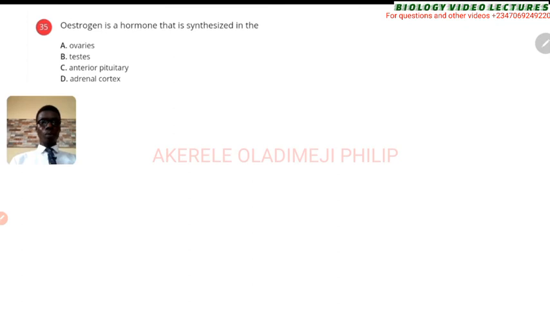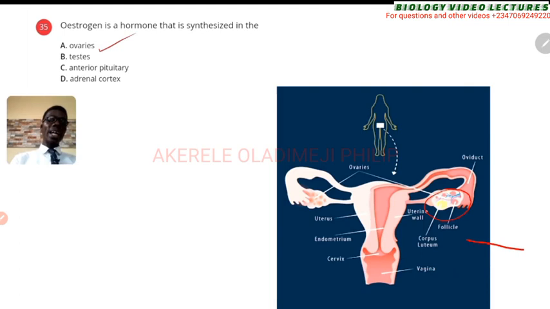Estrogen is a hormone that is synthesized in females. Which of these options do you think is present in females? That would be ovaries. It's secreted in the female ovary. Now let me say something, please. I always like to do this for the sake of imparting knowledge.